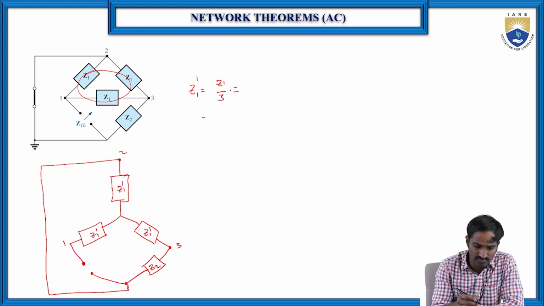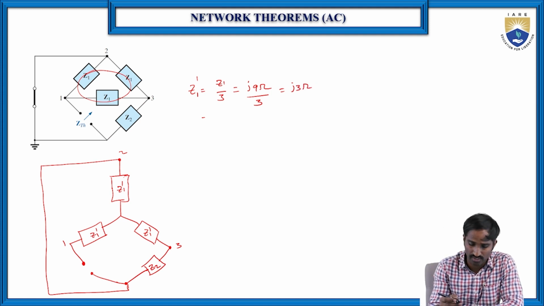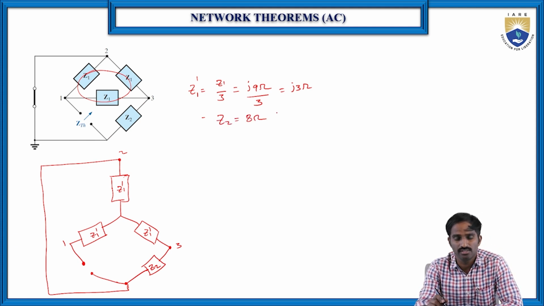So what is the value of Z1 here? The Z1 is 9 ohms. So 9 ohms by 3, which is 3 ohms. This is the value of Z1, I mean Z1 dash, sorry. And similarly, the value of Z2 is 8 ohms.